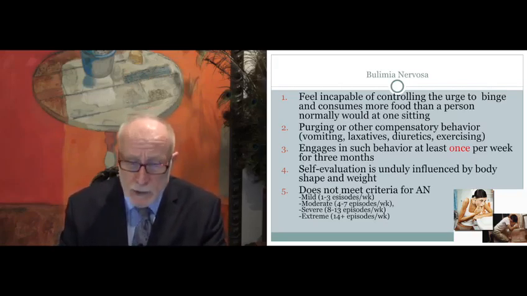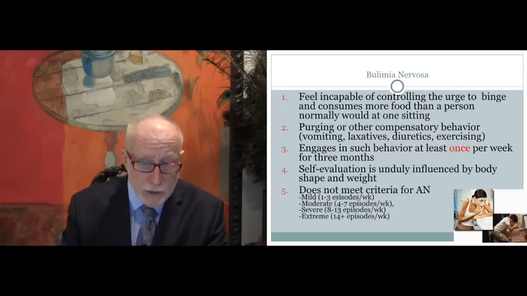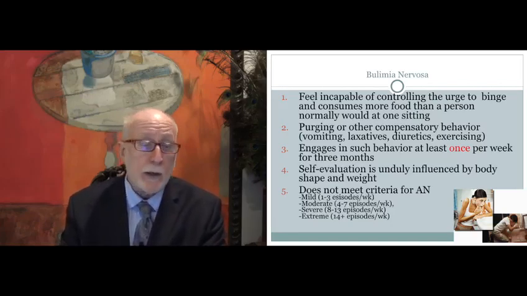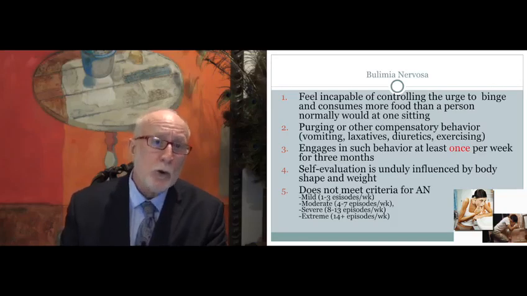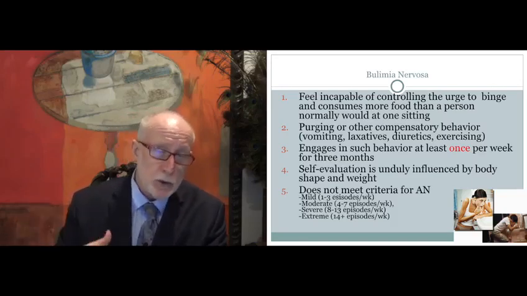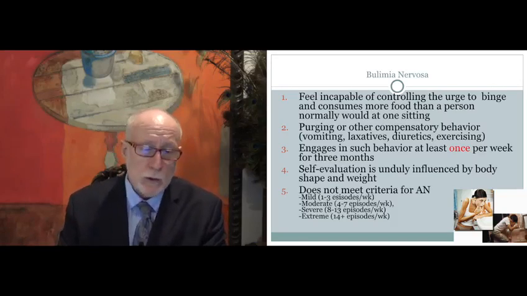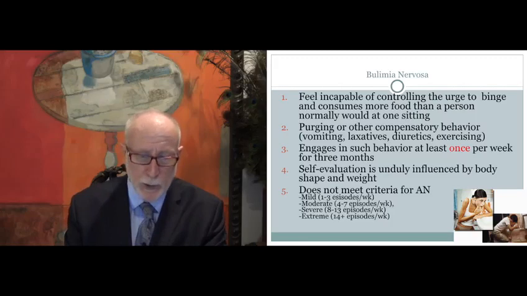Or maybe I'll take laxatives, that's another compensatory mechanism, or diuretics, or excessive exercising. So those are all examples of compensatory behavior to sort of compensate for the binge. So the purge compensates for the binge. The binge-purge cycle is the telltale feature, the hallmark feature of bulimia or bulimia nervosa.